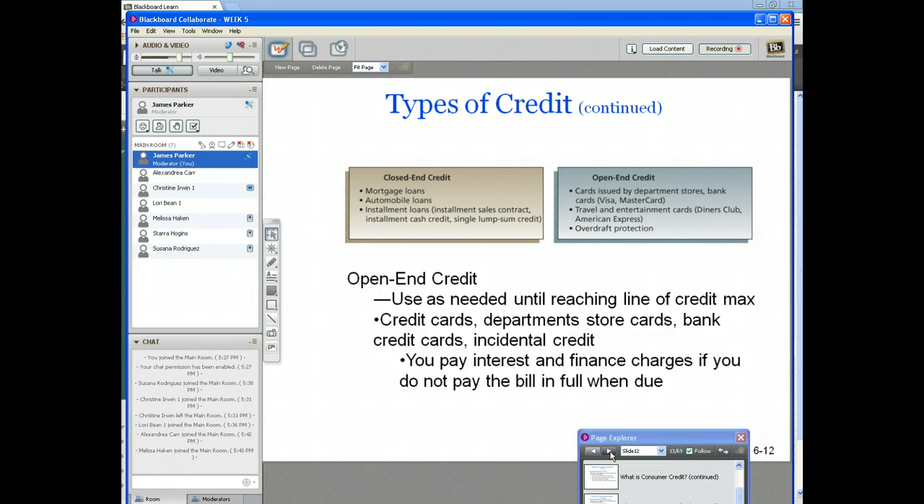Yeah, you pay interest and finance charges if you do not pay the bill in full when due. So again, if you have a credit card, you have to check the terms because they aren't all the same, but typically there's about 25 days where you can pay that bill and pay no charges at all.